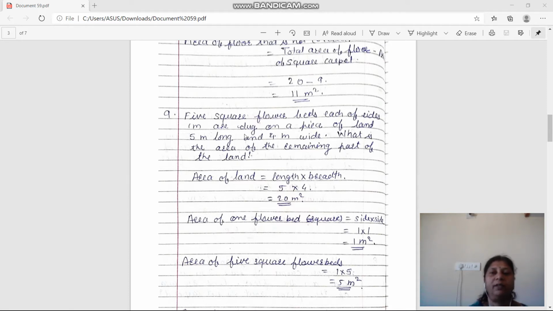Let's just quickly recap it. 5 square flower beds, each of side 1 meter, are dug on a piece of land 5 meter long and 4 meter wide. What is the area of the remaining part of the land?